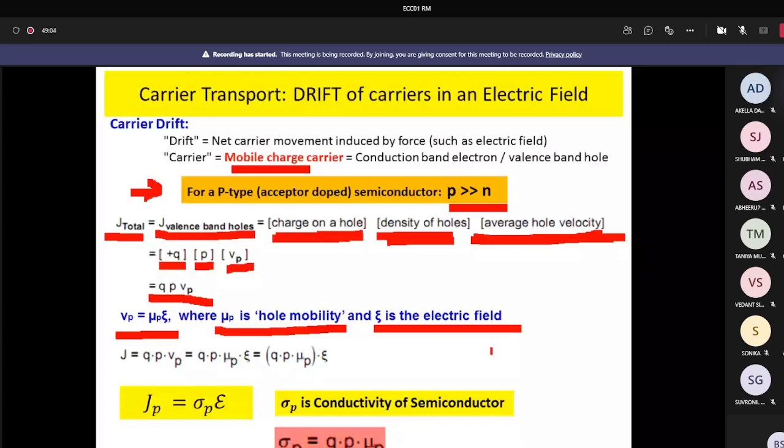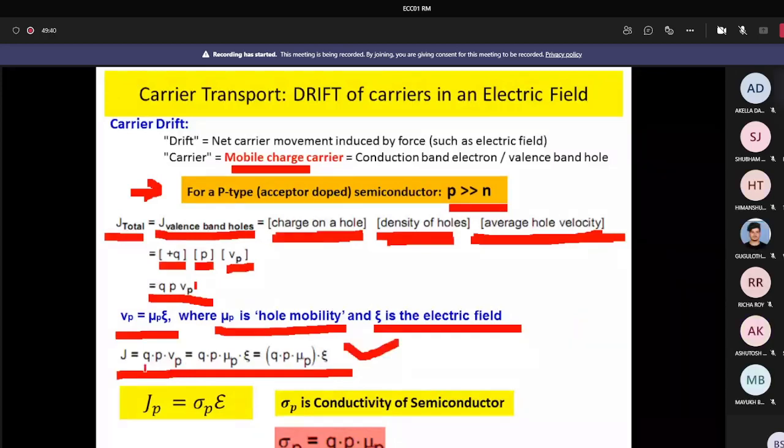So there is the relation Vp is equal to mu p E, where Vp is the velocity, mu p is the mobility of holes, and E is the electric field we are applying. Now if you put this Vp in the equation J is equal to QP Vp, as we have seen, and put Vp is equal to mu p E, then you get the final equation.